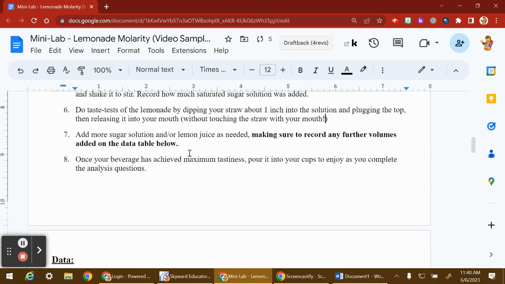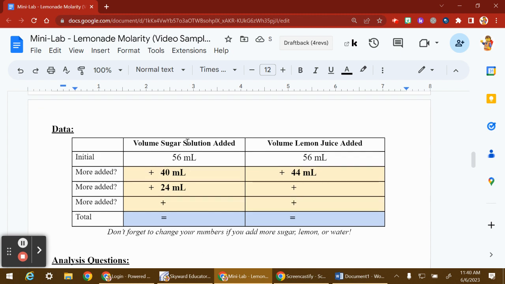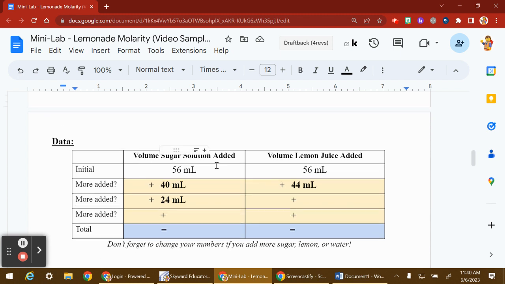So what you then did was you kept track of how much sugar solution and lemon juice you added. You had to add 56 milliliters to start with, and then you'd add more sugar solution and lemon juice to taste until you got a lemonade that you really enjoyed the taste of.